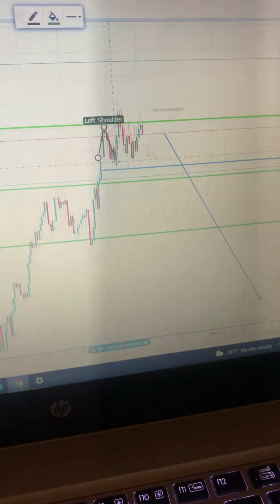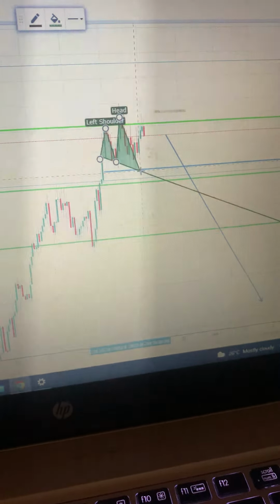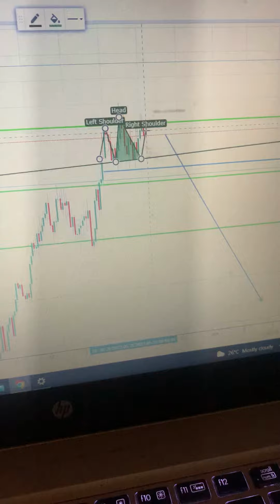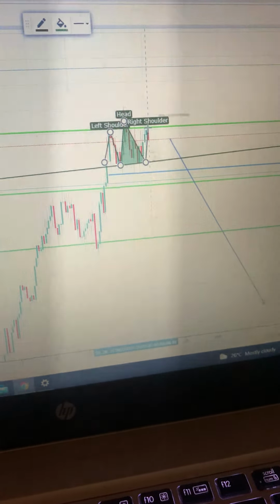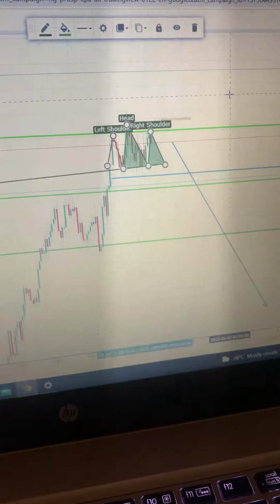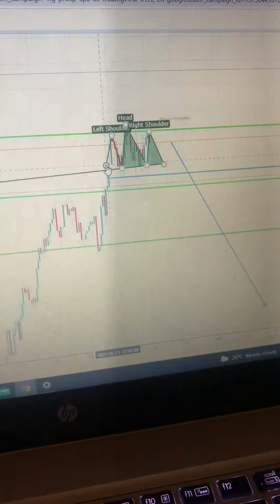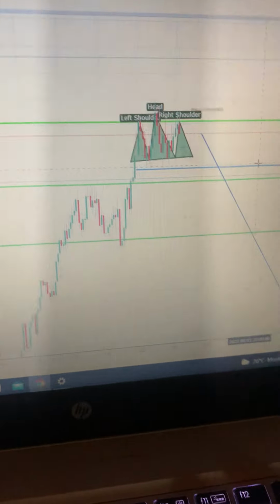This is the left shoulder, the head. See that guys? And the right shoulder, which is right here. So we can call this a head and shoulder, guys. Straighten this up. You can see this is a head and shoulder, which actually indicates a reversal for this market, for this trend.